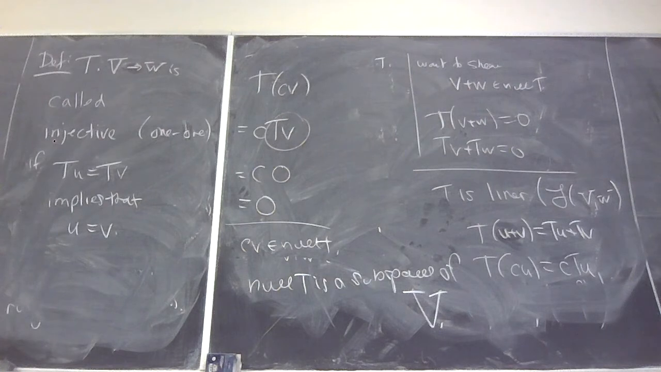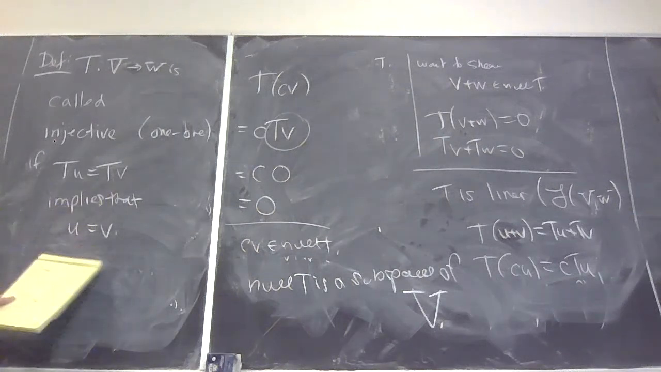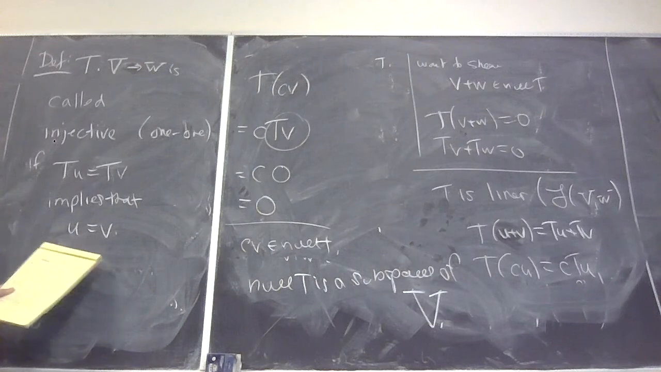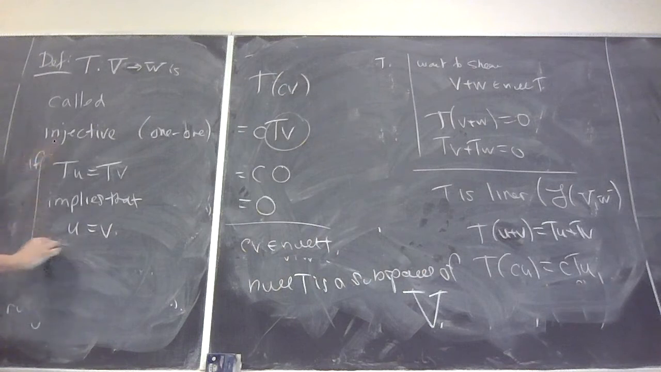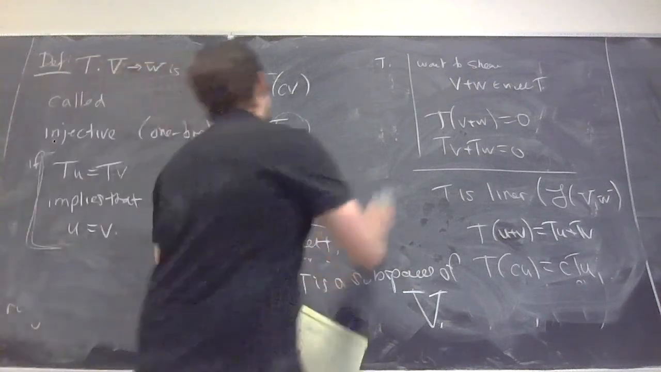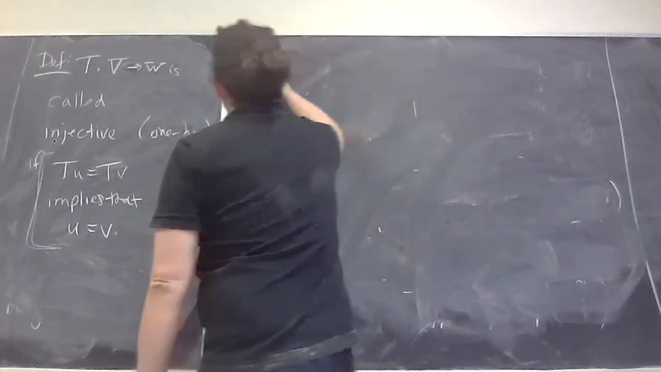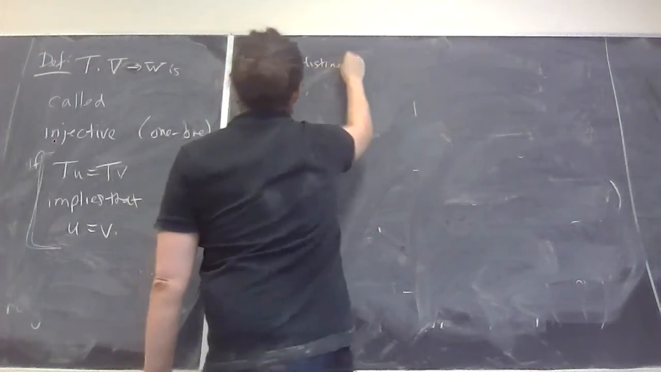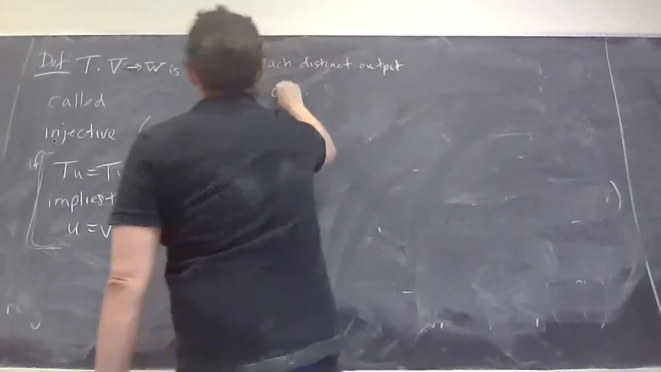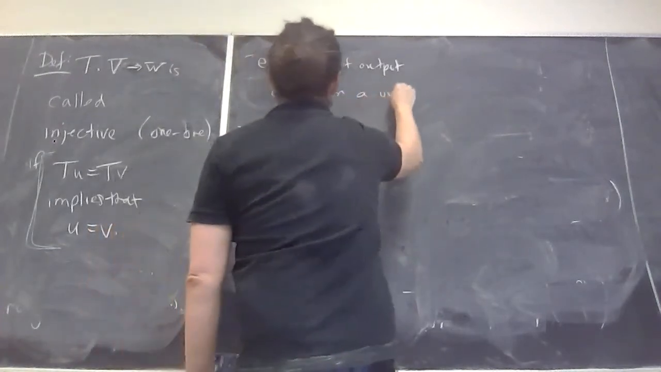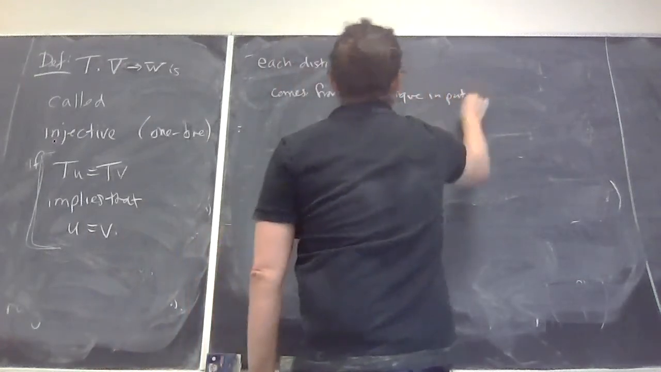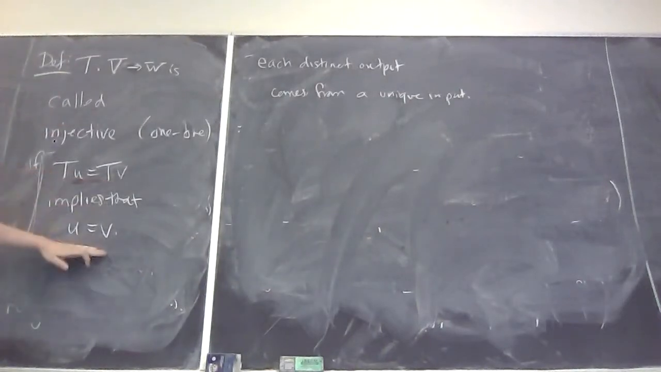Now you guys may have learned other conditions for one-to-oneness, like the horizontal line test. That's not going to work here because we can't visualize these maps for general linear spaces, right? One-to-oneness basically says that if the outputs were the same, the inputs had to be the same. Distinct outputs come from unique inputs. So this algebraic condition is the usual way that we check this. In different language, to say that a function is one-to-one is to say each distinct output comes from a unique input. Is that okay?